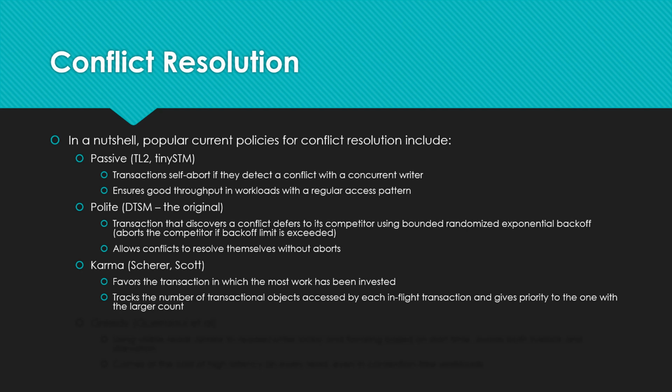Next is karma, another thing that the authors borrow from. In essence, the idea is that the more time you've spent on a transaction, the more work you've invested, which means you're less willing to give it up. So if you've been working a long time on a single thing, you're going to avoid aborting it as much as you can. What it does here is track the number of transactional objects accessed by each in-flight transaction and give priority to the one with the larger count. Sort of a maturity kind of aspect of this that we'll get into a little later.